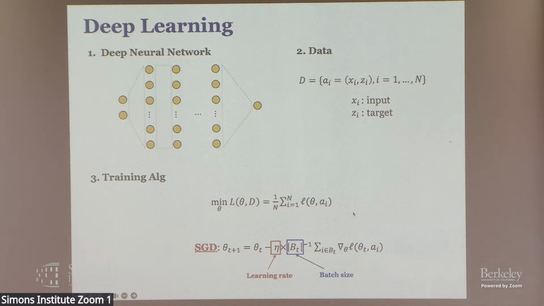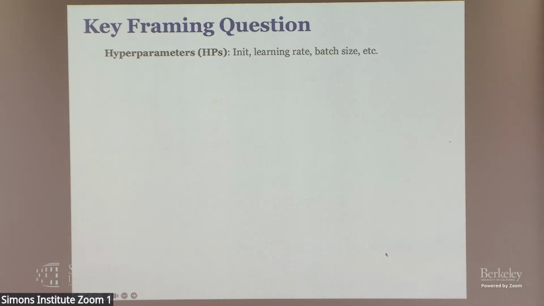All of these constants, the learning rate and the batch size, are called hyperparameters, and there are many of them. You can think about the way we initialize the model, that's a hyperparameter. You can think about the learning rate, the batch size, the activation function. So there are a lot of hyperparameters in these models.